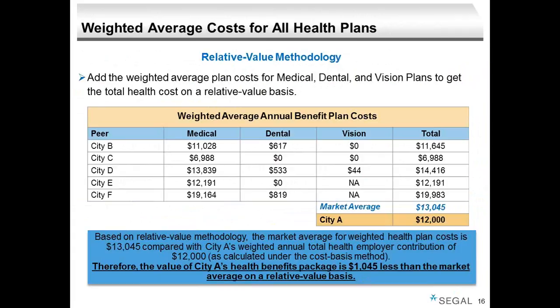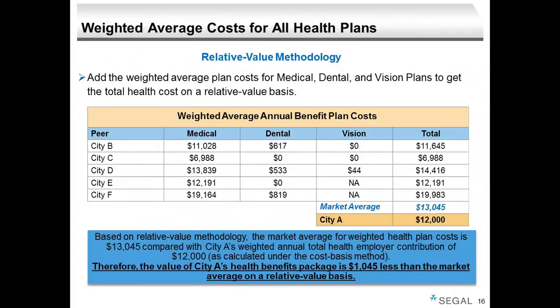So what we're saying here is based on a relative value methodology, the market average for weighted health plan costs is $13,045 compared to $12,000. Therefore, the value of City A's health benefits package is $1,045 less than the market on a relative value basis.